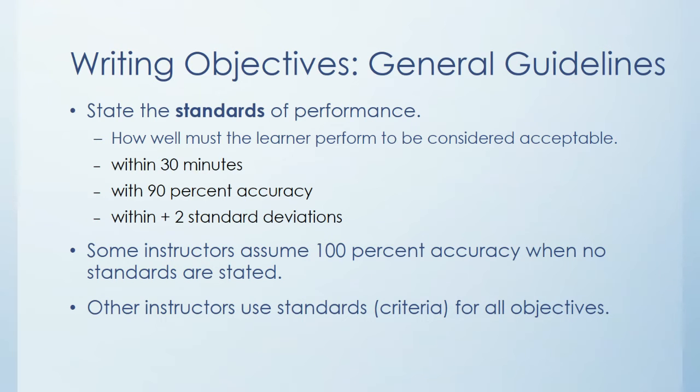And the next thing is you need to state the standards of the performance. This is how well the learner must be able to perform the objective to be considered acceptable. Some examples are within 30 minutes, with 90% accuracy, within 2 standard deviations. So it's the expectation of how well they're going to do it. Some instructors assume 100% accuracy when no standards are stated. Other instructors use standards for all objectives. So it just depends. And sometimes you can have it in a paragraph at the beginning of all the objectives.